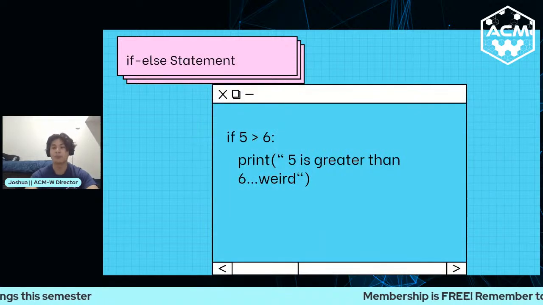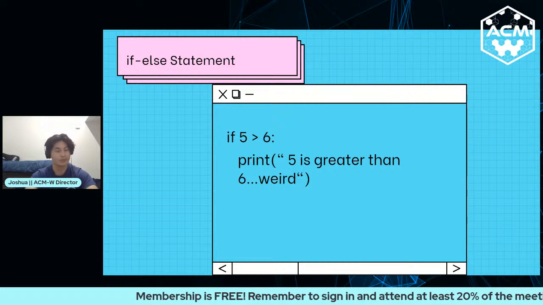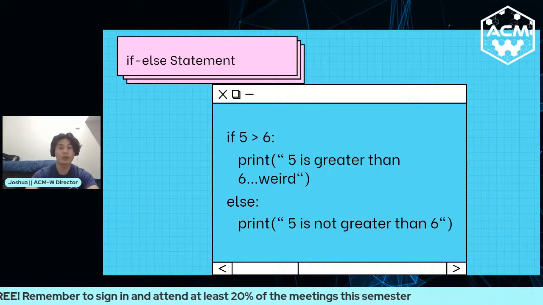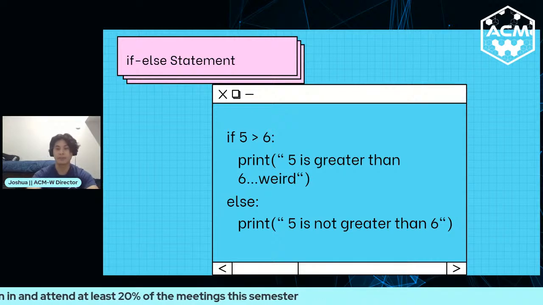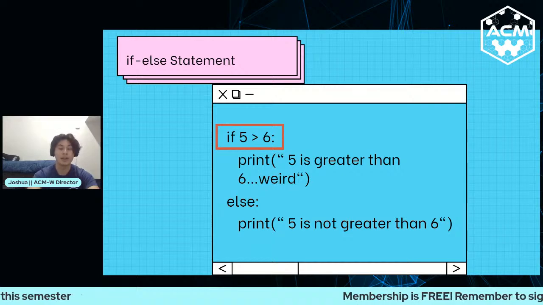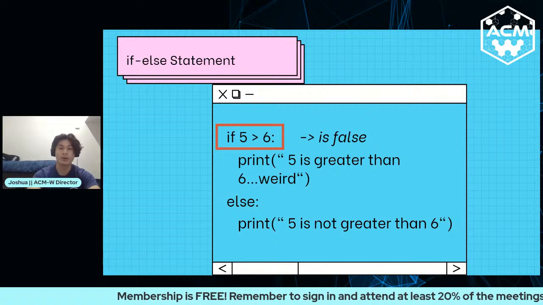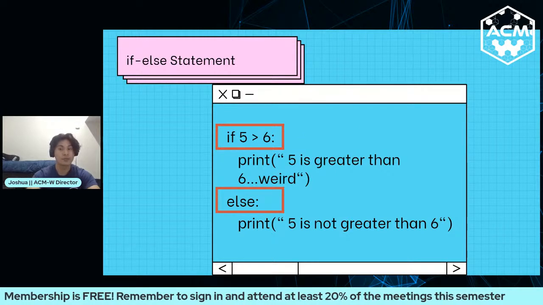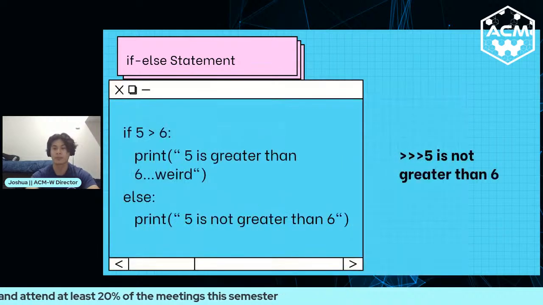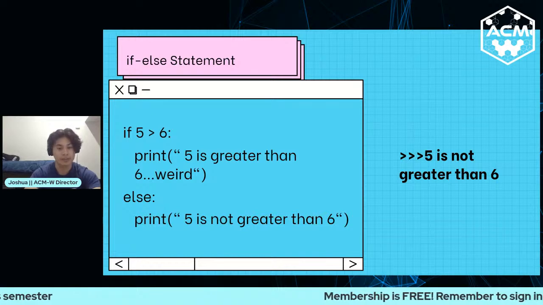So let's look at an example. If 5 is greater than 6, then we're going to print out 5 is greater than 6. Weird. Otherwise, if it's not true that 5 is greater than 6, then we're going to print out 5 is not greater than 6. When this code is run, first the condition of the if statement will be checked. And since 5 is not greater than 6, it's going to evaluate to false. Since the condition is false, it's going to skip over the if code block and drop down to the else clause. The result will be the output of the else print statement, 5 is not greater than 6.